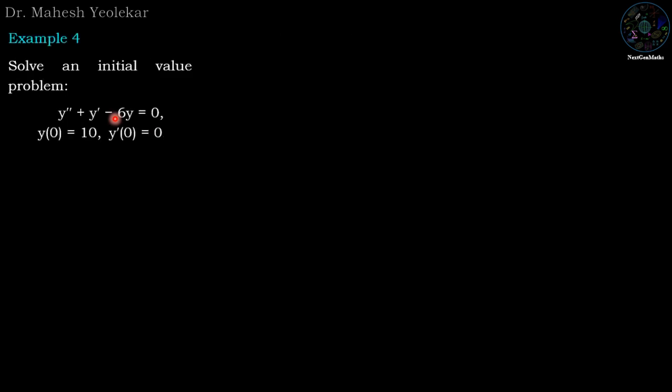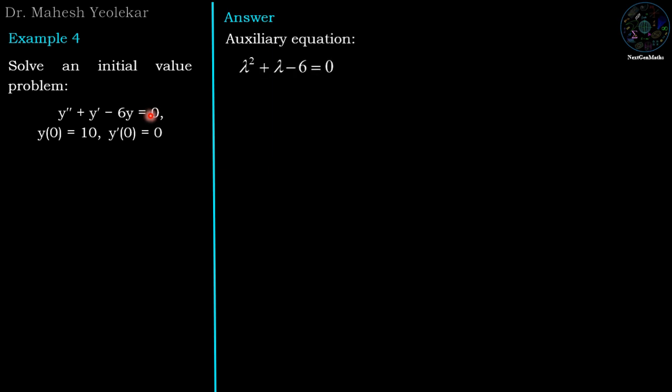Now the fourth example, which is called an initial value problem, because we are given the differential equation with initial values: y'' + y' - 6y = 0, with y(0) = 10 and y'(0) = 0. Using the initial values, we are able to find the arbitrary constants c1 and c2. For that, first we generate the general solution of y'' + y' - 6y = 0, and for that we construct the auxiliary equation.